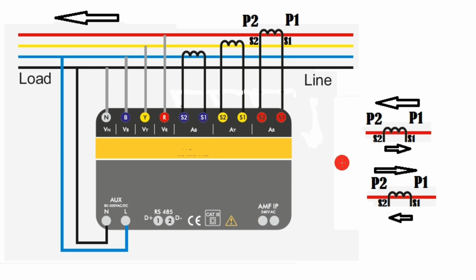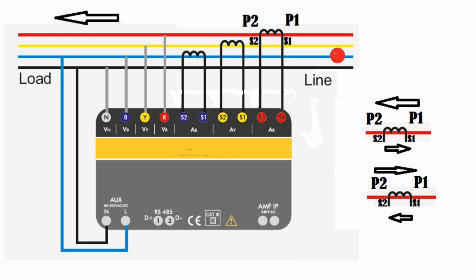Now, in the normal case, if current flows on the primary side from P1 to P2 direction, then on the CT secondary side, current will flow from S2 to S1 direction. If on the primary side current flows from P2 to P1 direction, then on the CT secondary side, the direction of the current will be from S1 to S2 direction.